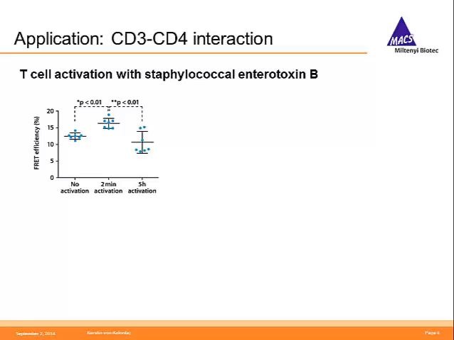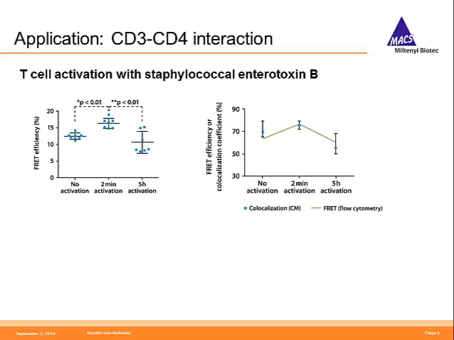And if you take a look at the FRET efficiencies, you see that there's already some FRET efficiency available for no activation, because CD3 and CD4 are really highly expressed on the cells. And as soon as you put your activating toxin on the cells, you see quite a strong increase in FRET efficiency, which is really significant after 2 minutes, because this is the time all the activation takes place. And if you activate your cells longer, for 5 hours with the toxin, then there's again a decrease in FRET efficiency, because the receptors are internalized into the cells. And for this reason, FRET disappears.